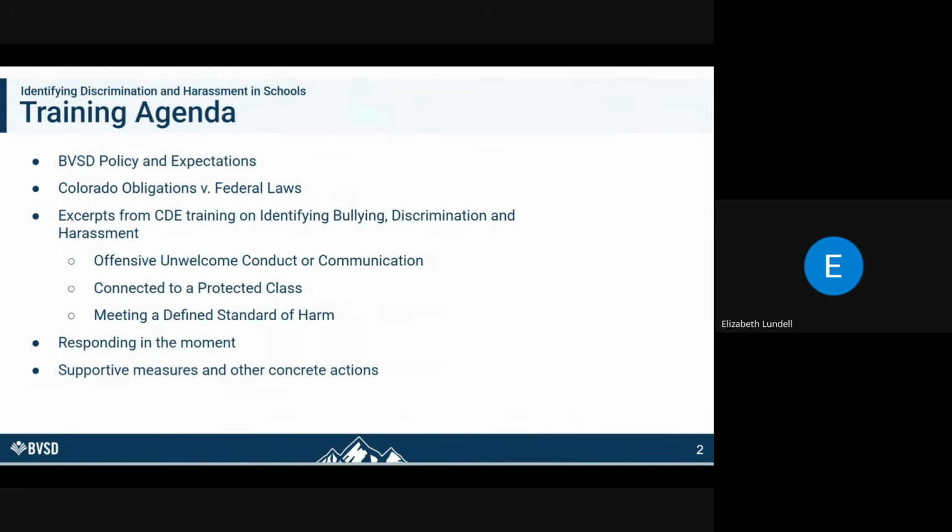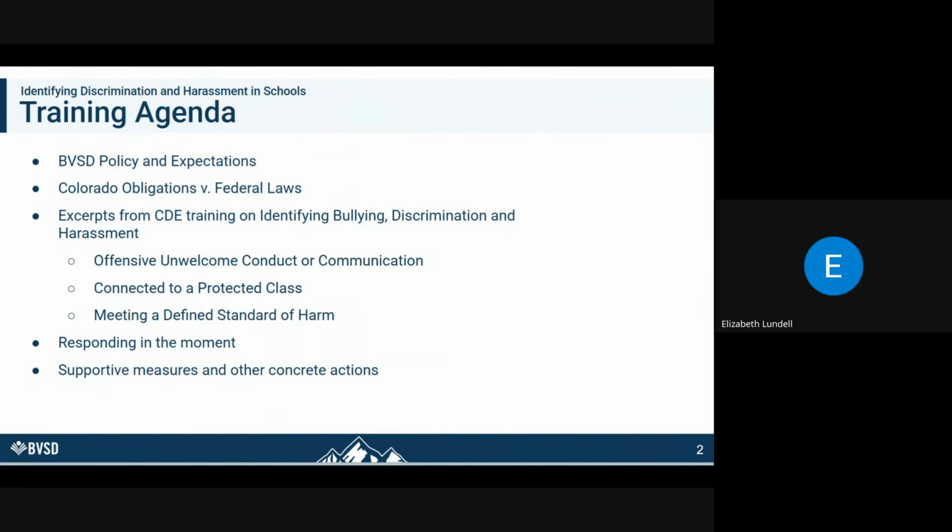For our agenda today, we will start with connecting general concepts of discrimination, harassment, and bullying to BVSD policy and BVSD expectations. Then we'll watch an excerpt from a CDE training that breaks down how to identify discrimination and harassment, pulling out the most important elements for BVSD employees.